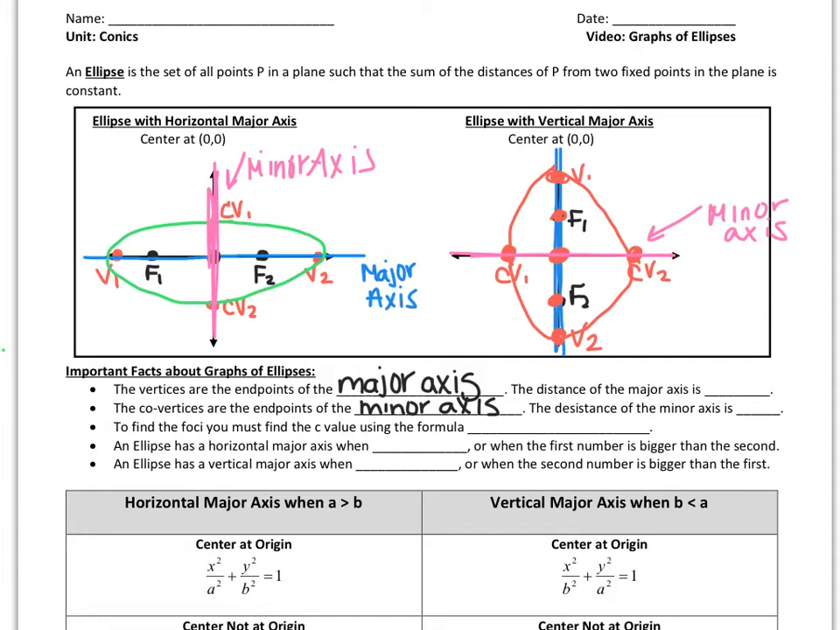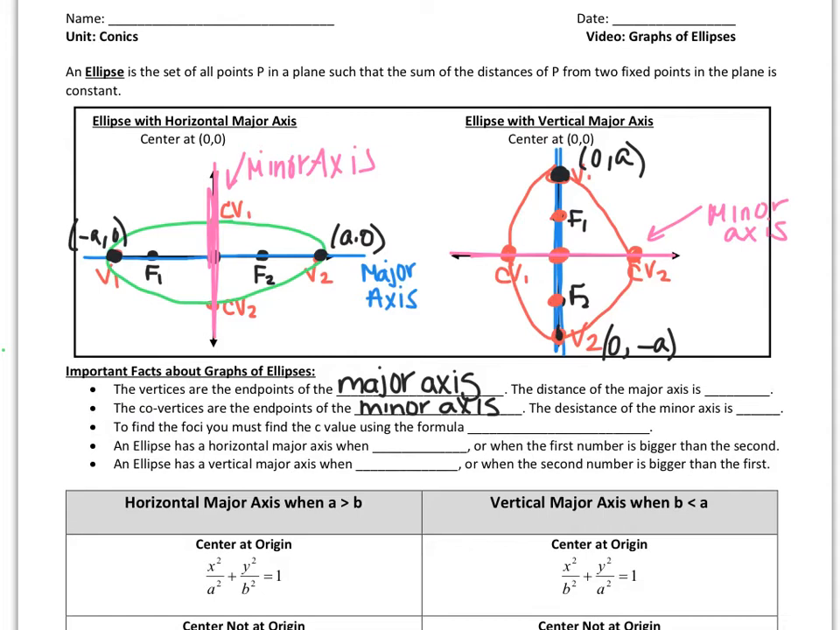Now, these vertices here and here on the major axis, we call those vertices A. So this point here is (A, 0). So I went from the origin and I went over A, and then we're going to go back negative A. So this is (negative A, 0). Same thing on my vertical ellipse here, that on our vertices going up here, this is (0, A), and this is (0, negative A).